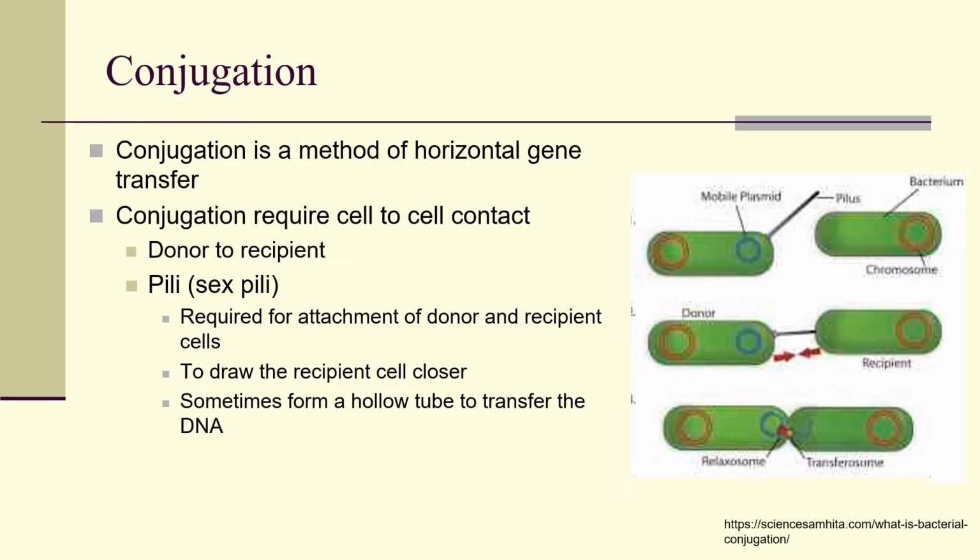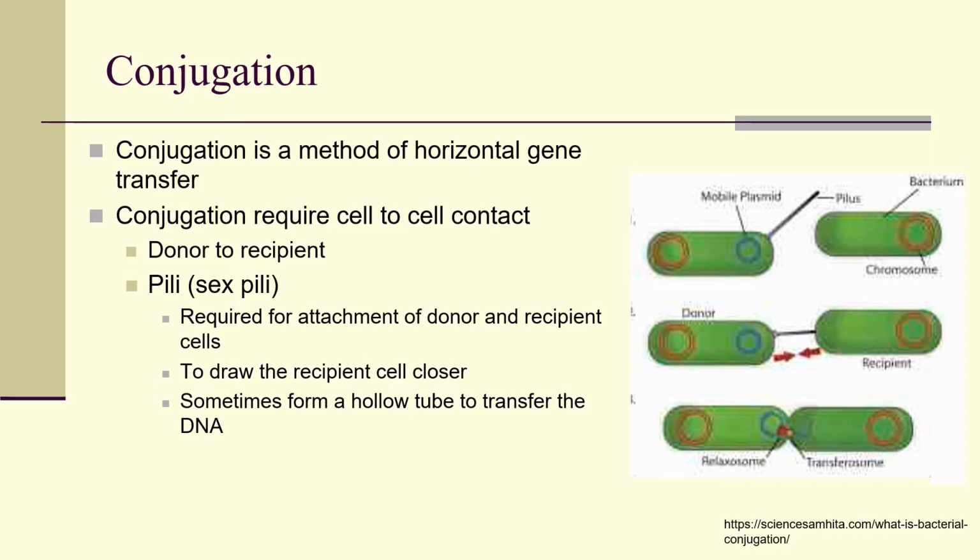Conjugation is a method of horizontal gene transfer. Horizontal gene transfer is a process by which genes are transferred from one mature independent organism to another. This is how bacteria obtain genes from other bacteria. This is quite different from transmission of genes from parent to an offspring. The DNA transfers from a donor cell to a recipient cell. The transmission requires cell-to-cell contact.